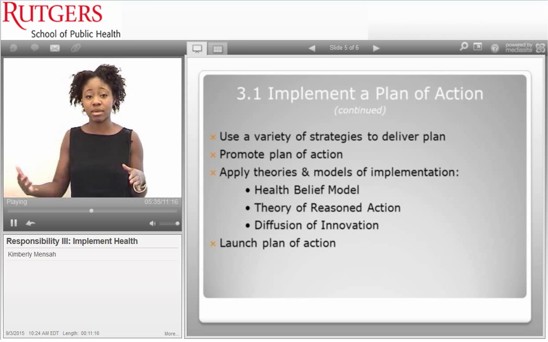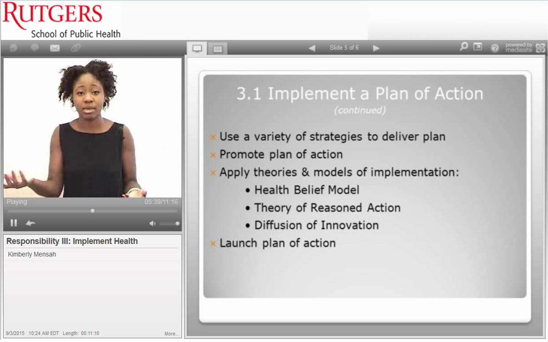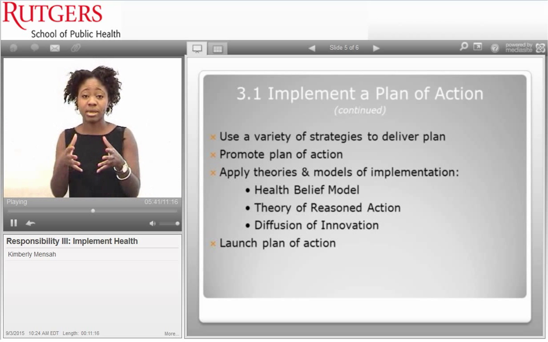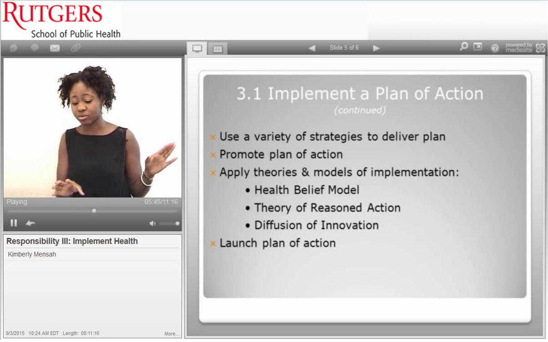So is my behavior acceptable? If it is, that might not encourage me to change my behavior within my society or my immediate environment. The third theory that I want to talk about is actually one of my favorites.